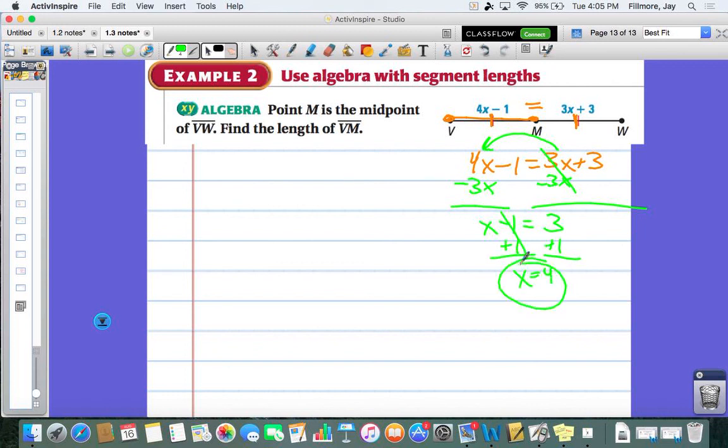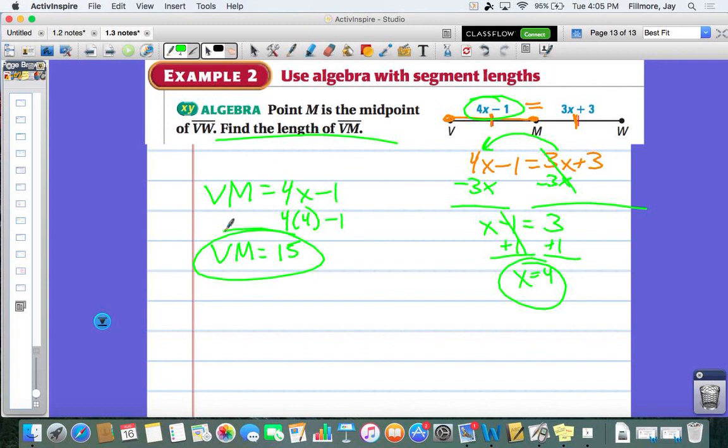Does the problem ask for x? No, it doesn't. It asks for VM. In the problem, VM is labeled as 4x minus 1. Well, x is 4. So I'm going to plug in 4 for x. And 4 times 4 is 16, minus 1 is 15. That is your final answer.